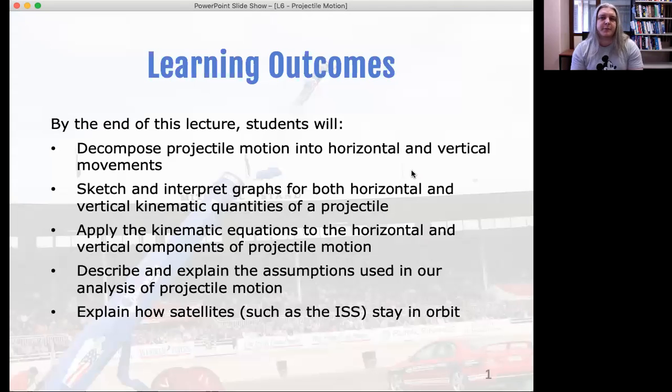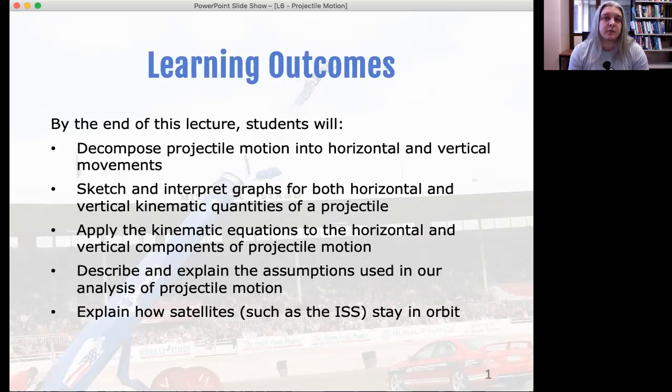But it's worth spending this extra time discussing these problems because they're such a common set of problems. These projectiles are literally everything in the real world when you observe it being thrown or falling or anything like that. So as usual, there's a few learning outcomes.